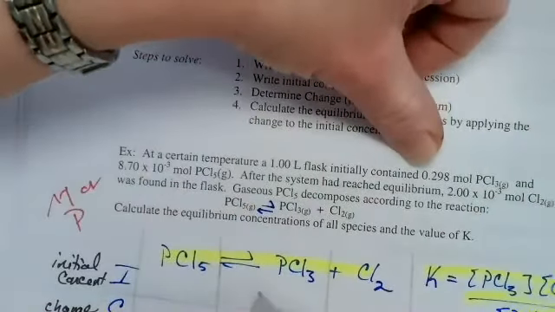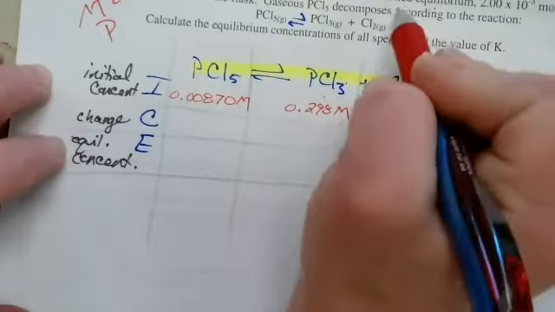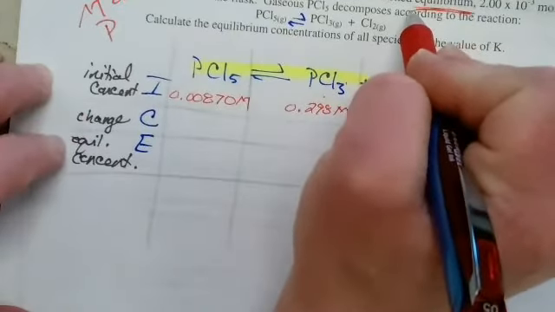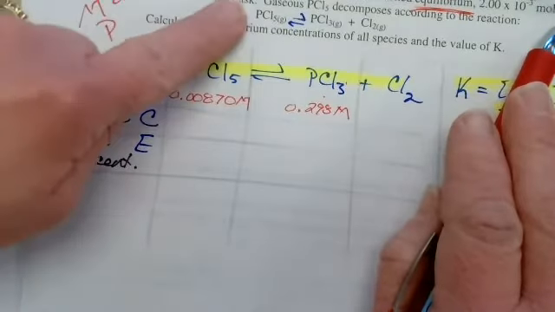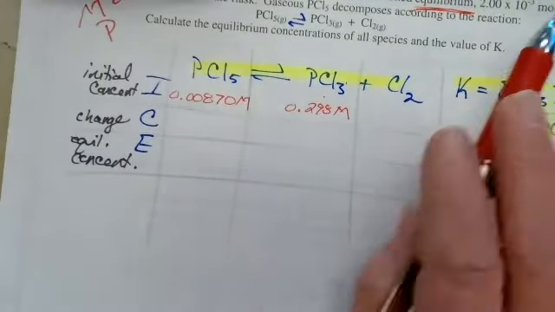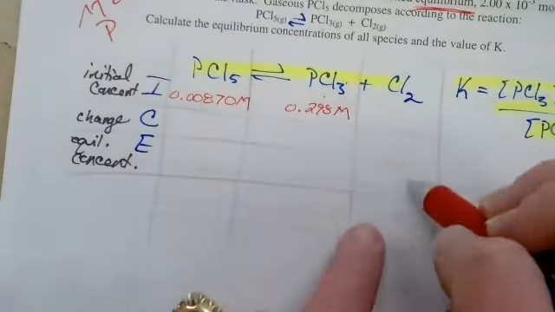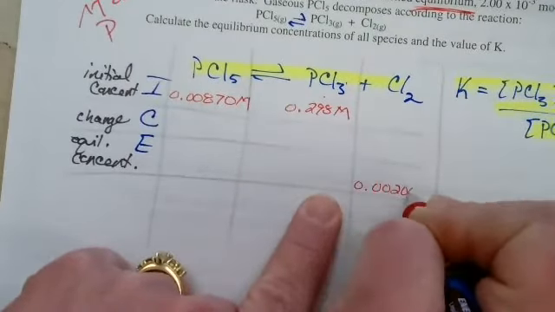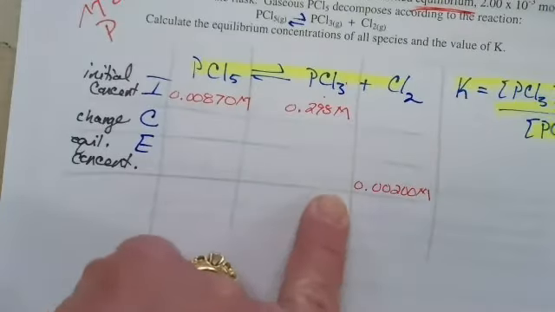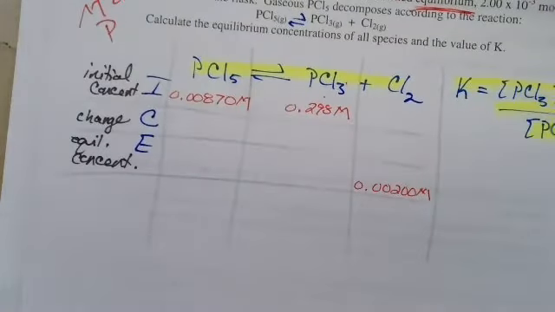All right. After the system had reached equilibrium, so initially, that's what we have. Then at equilibrium, this is how many moles I have in the flask, which is still the 1 liter. So at equilibrium, here's my chlorine, I have 0.00200 molar chlorine.